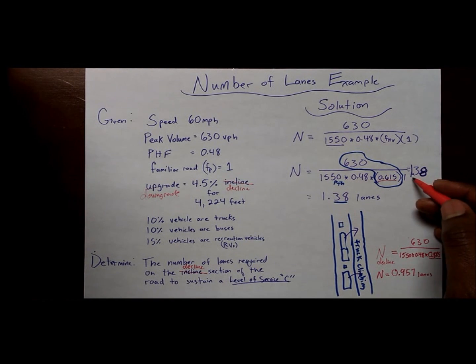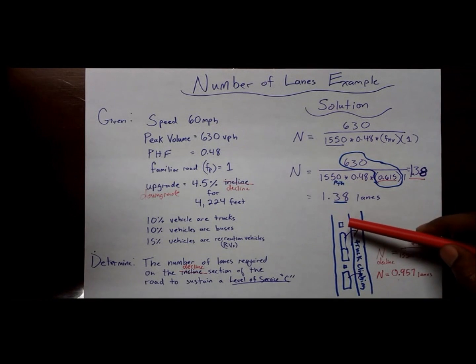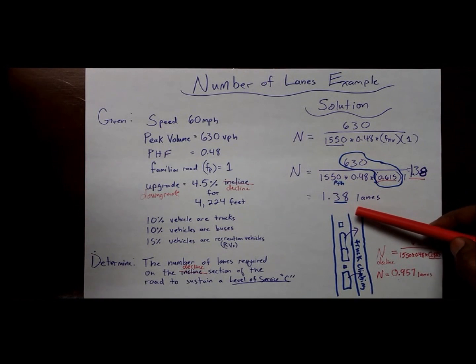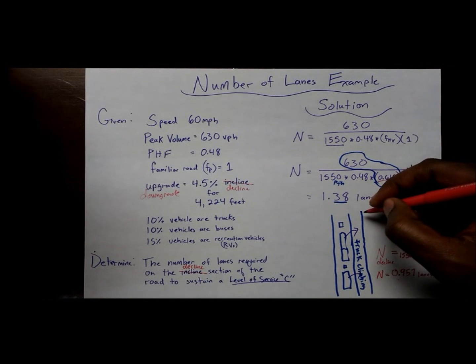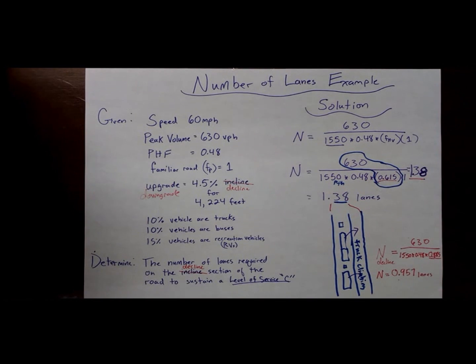So we've gone from 1.38 down to a necessary 0.95 lanes. So that means after you get up to the crest of the hill, you can start transitioning these trucks back over, because now all you're going to need is one lane going downhill.